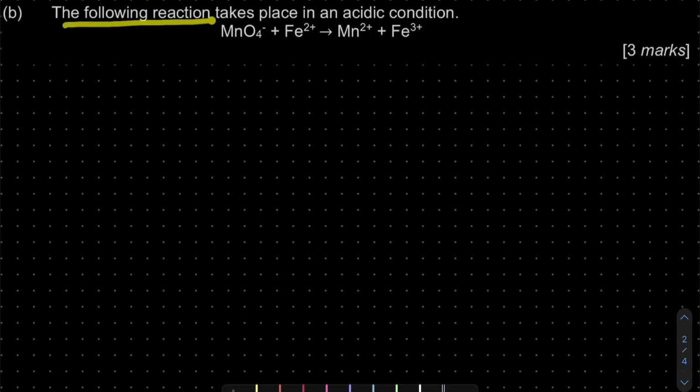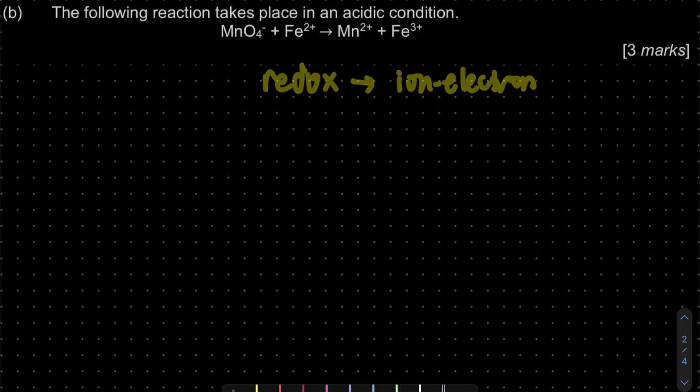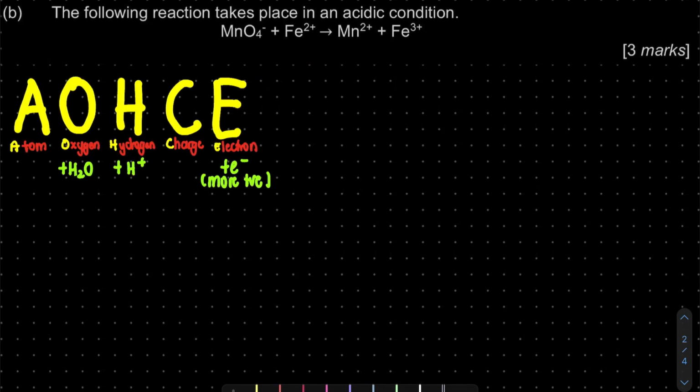The following reaction takes place in an acidic condition. We have MnO4 minus plus Fe2 plus will produce Mn2 plus plus Fe3 plus. So we're going to balance this equation out. This equation is actually a redox equation where we're going to balance using the ion-electron method. So how to balance it out? First, you have to balance it in terms of atoms. We're going to balance the equation in terms of atom.